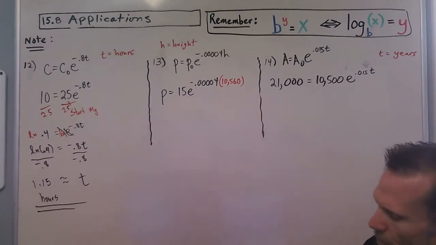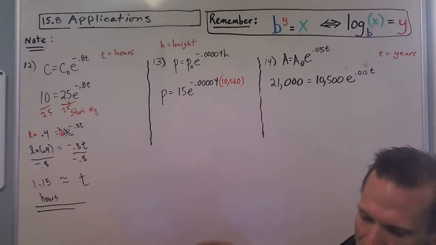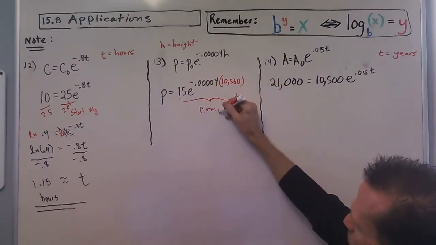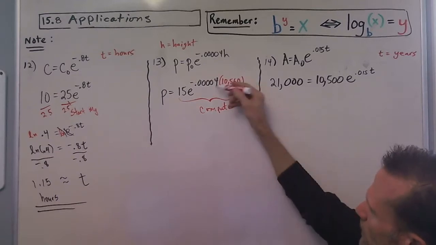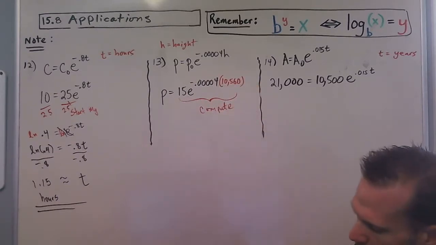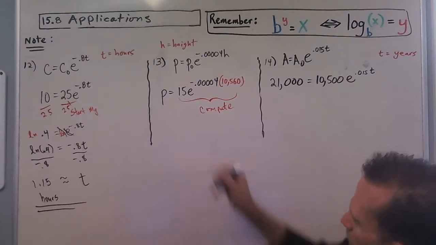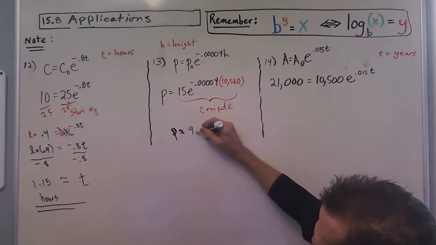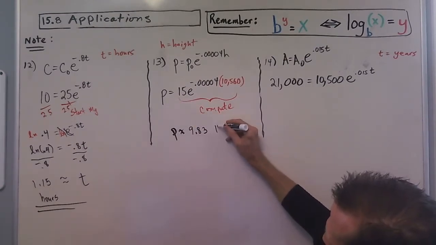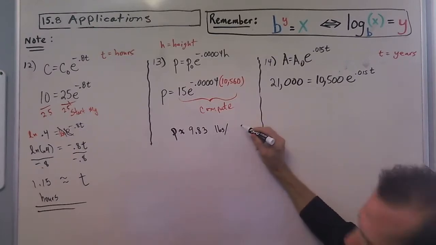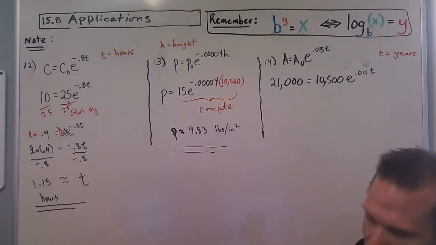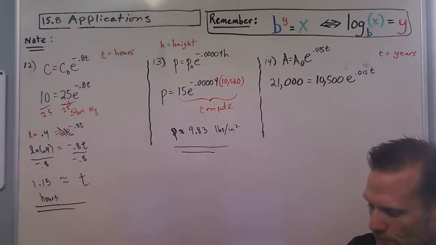All right, we've got to solve for P here, but if you check it out, everything we need is on this side, right? So we can just compute this. There's nothing to solve for here. This is just a substitution problem. And what we get is P is approximately 9.83 pounds per square inch. So 15 pounds reduced to 9.83 pounds per square inch.